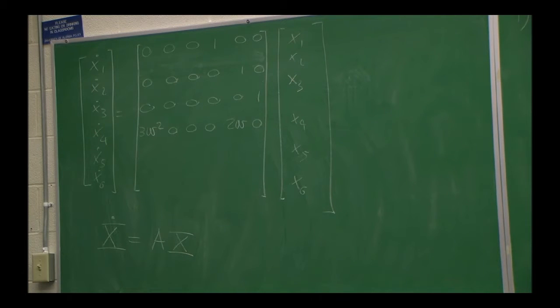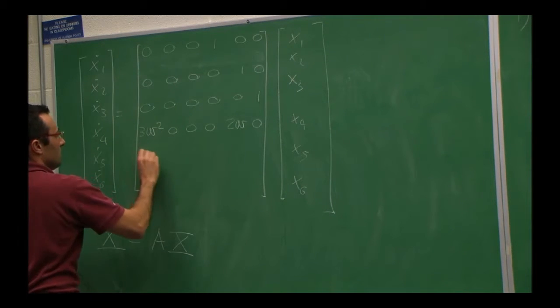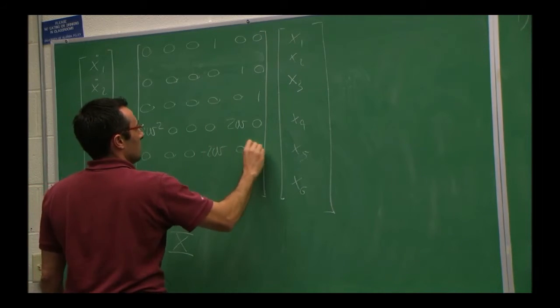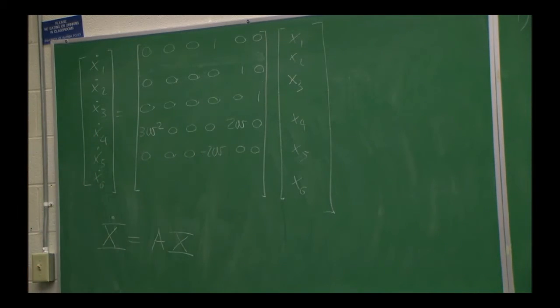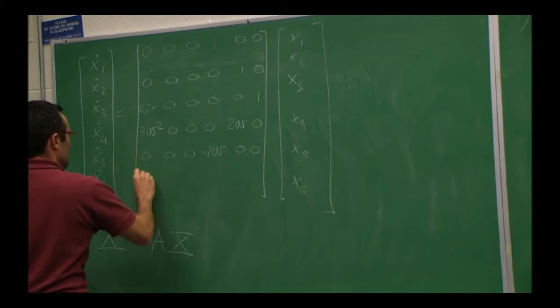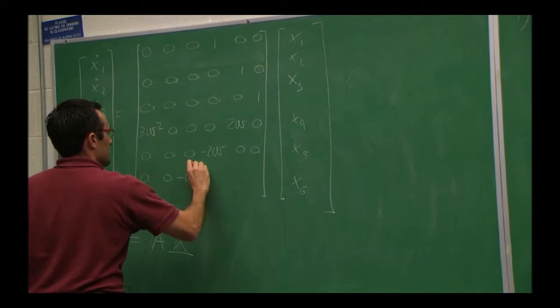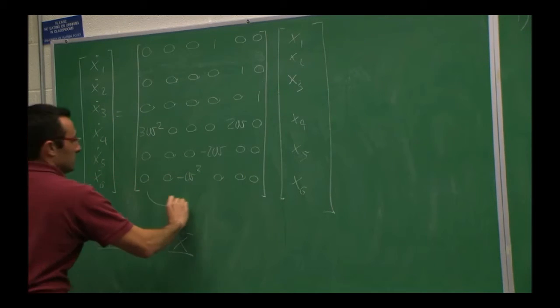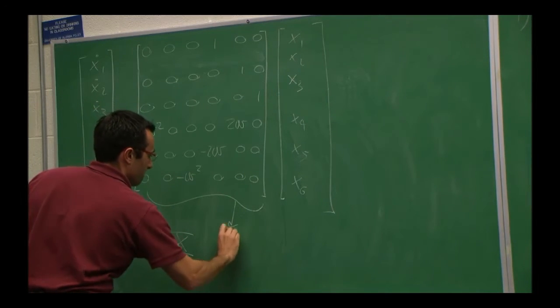x5 dot is minus 2 omega on x4 only. 0, 0, 0, minus 2 omega, 0, 0. And the last one is minus omega squared on x3: 0, 0, minus omega squared, 0, 0, 0. This is your A matrix. Okay?